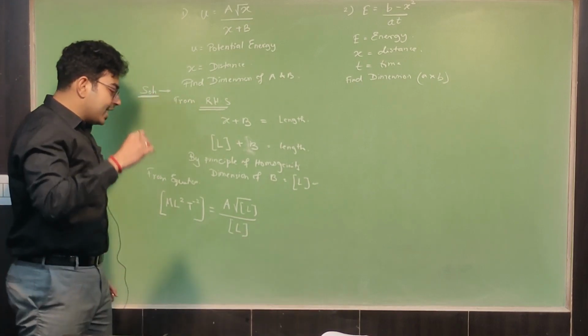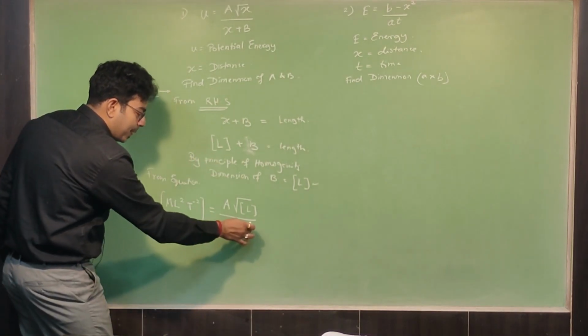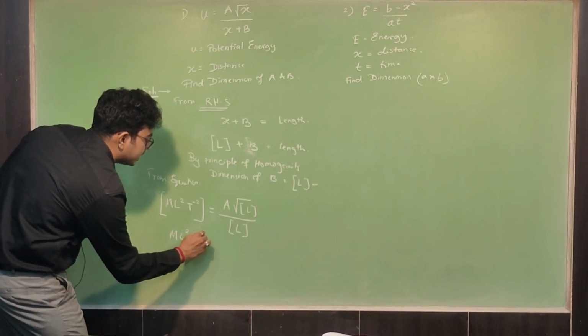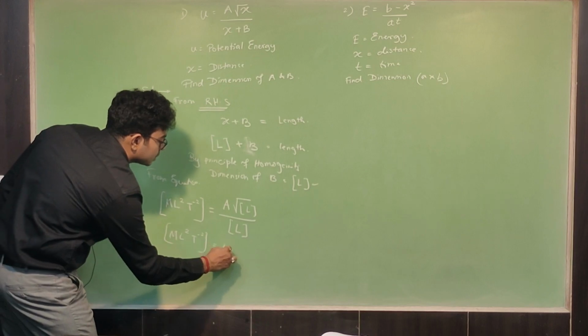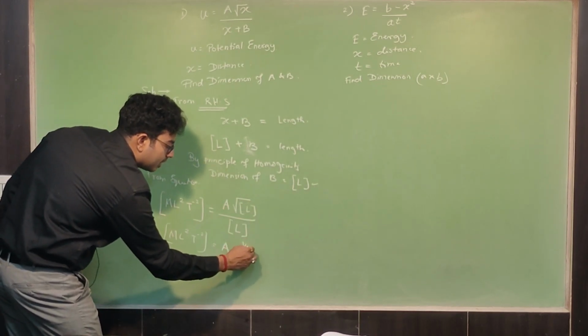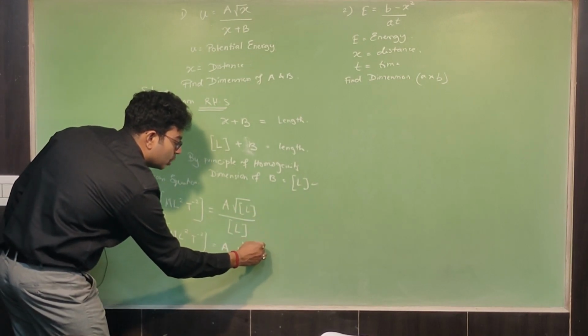Clear? Now it became quite easier. Now we can understand what we are getting. M L square T to the power minus 2 is equal to A. What will be this one? L to the power half. And when this is going over here, what we are having?